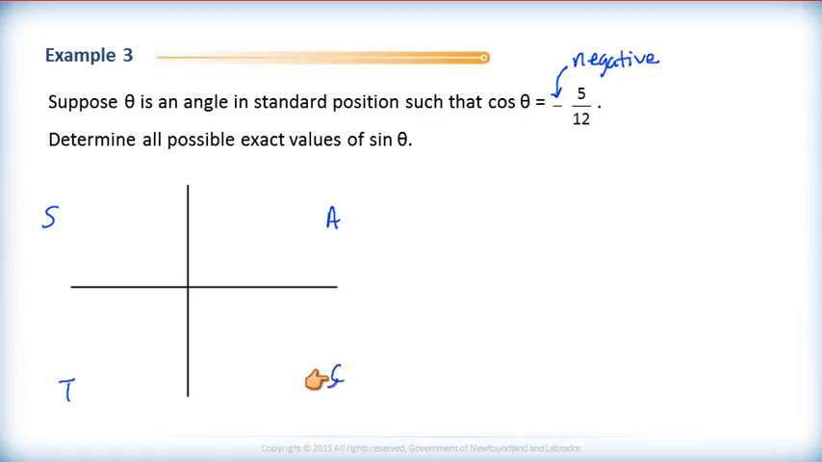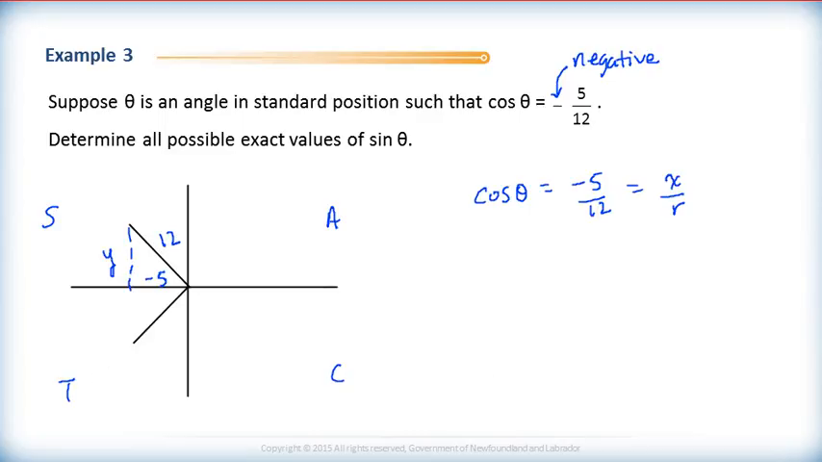Well, in quadrant 4, cosine values are positive. All ratios are positive in the first quadrant. So cosine could be negative here. We could place the terminal arm in this quadrant. And it could be negative in the third quadrant. So our cosine of theta is negative 5 over 12, which is x over r. So we have negative 5 for the x side of the triangle, 12 for the r side.